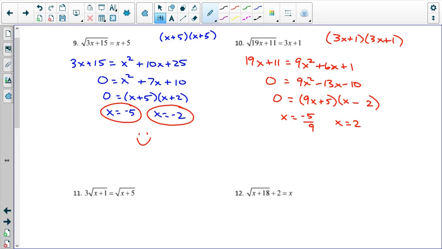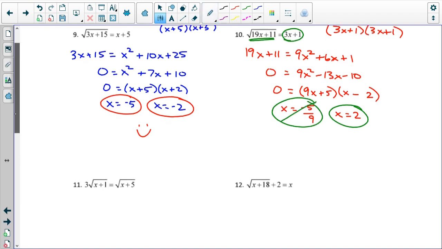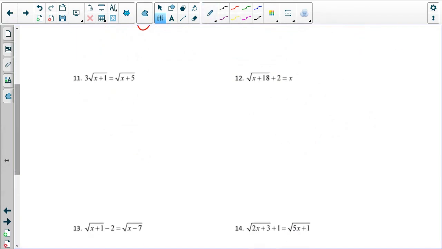When I substitute these values in, I'll try 2 first because that's a little bit easier. 3 times 2 plus 1 is 7. So the square root of 38 plus 11 is the square root of 49. 7 equals 7. That's a winner. If I try negative 5 ninths, 3 times negative 5 ninths is negative 15 ninths, which is the same thing as negative 5 thirds. Negative 5 thirds plus 1 is a negative number. I can never have a square root equal a negative number in the real numbers. So negative 5 ninths does not work. Make sure that you check for extraneous solutions all the time.